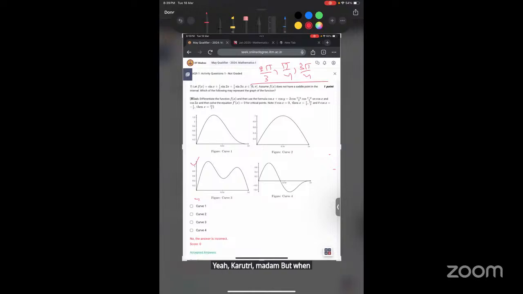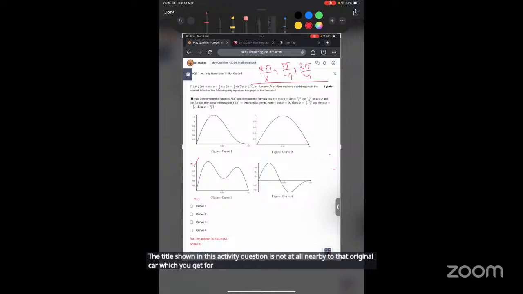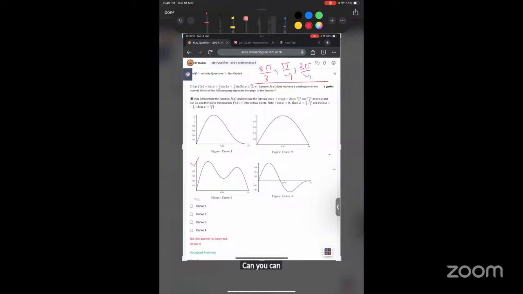Correct. But when I draw this in Desmos, in this curve one is showing as a saddle point. If you draw it in Desmos, this curve is not at all equivalent to the original curve. The curve shown in this activity question is not at all near the original curve which you get for sin x plus half sin 2x plus 1 by 3 sin 3x in Desmos. Can you share the picture of what you get? Yes, one second, madam. I will share. You can proceed with some other question. Meanwhile, is the explanation clear now?